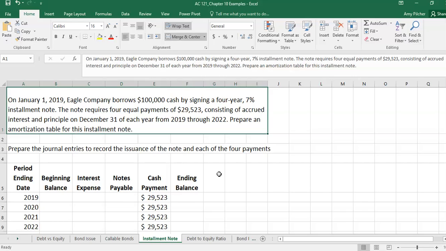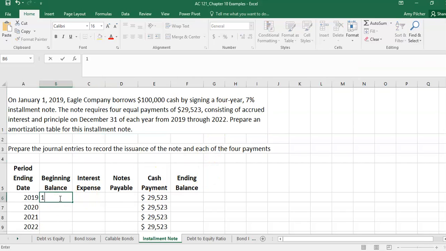For our accounting records, we would need to determine what part of these annual payments is interest expense and what part is paying down the principal of the note. In order to figure that out, we would prepare what is called an amortization table for the note. So we have a $100,000 note, 7% interest, and we have 4 equal payments of $29,523. So our beginning balance of that note is $100,000.